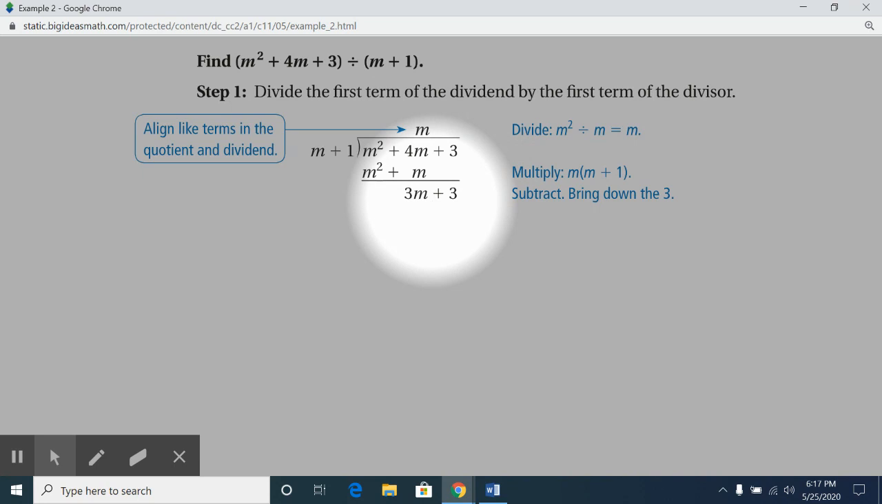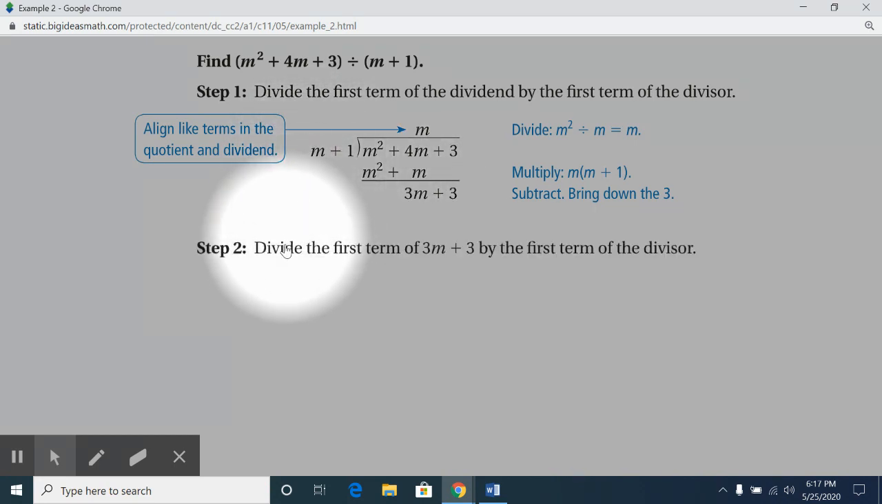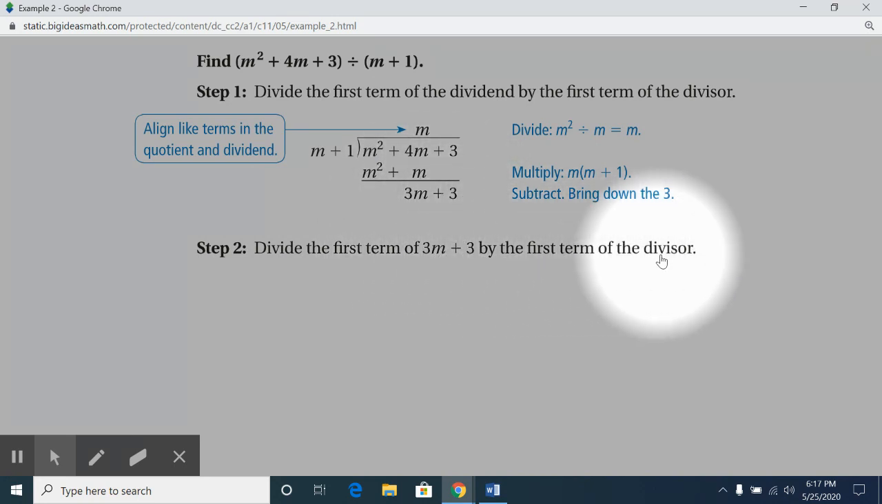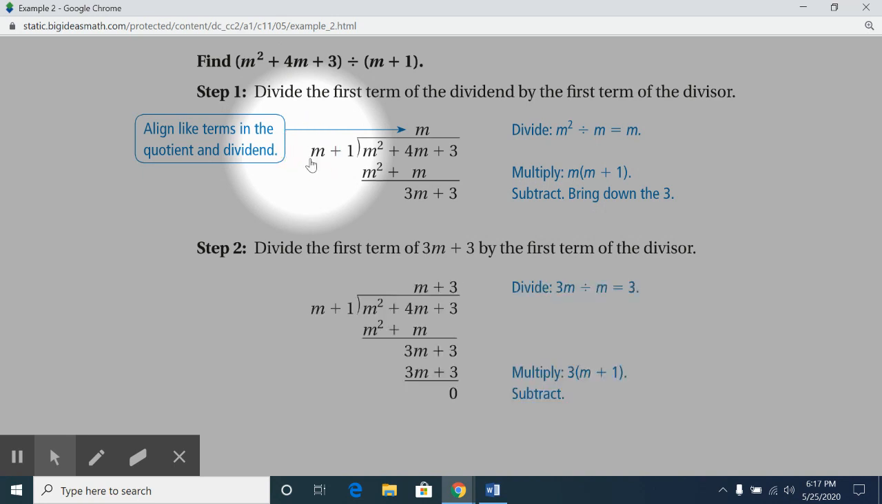Now I'm going to do the same thing. I'm going to divide what's left by the first term of the divisor. So 3m divided by m is going to give me 3. That's what they show here. Step 2: divide the first term of 3m plus 3, what was left here, by the first term of the divisor, which is m. Here's 3m plus 3 divided by m. That gives me 3. Remember, align the like terms in the quotient and the dividend.